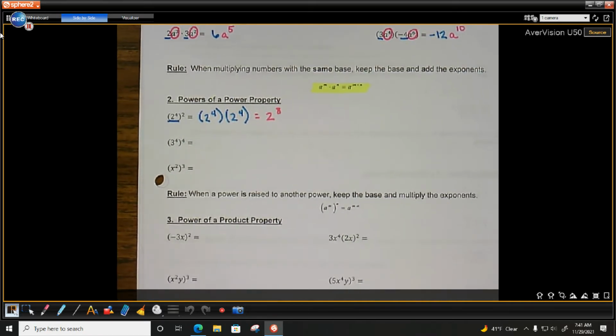Now, since that's not a variable, it's a number, can we actually calculate what 2 to the 8th power is? Yeah, let's go to our calculators.